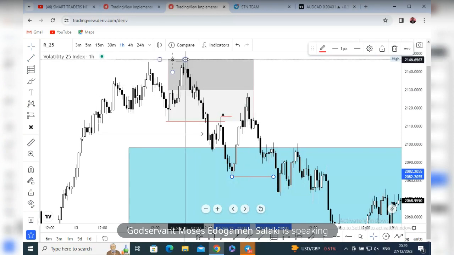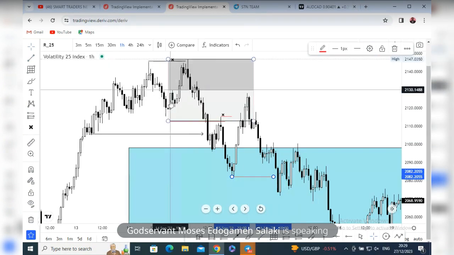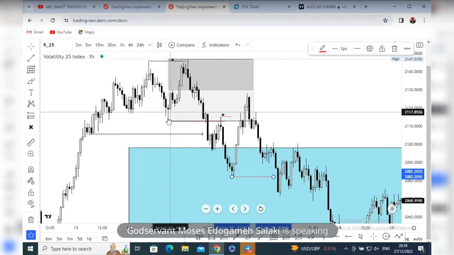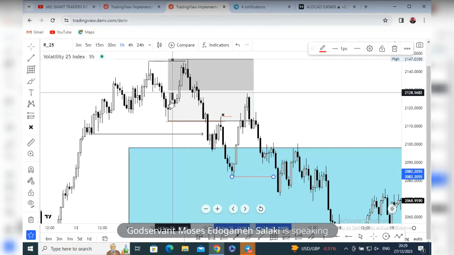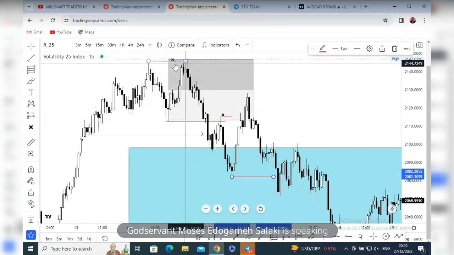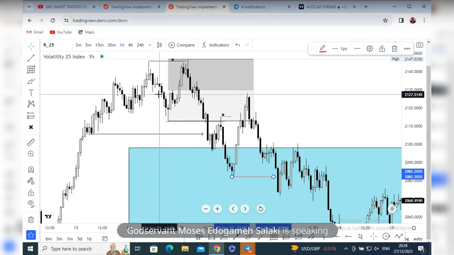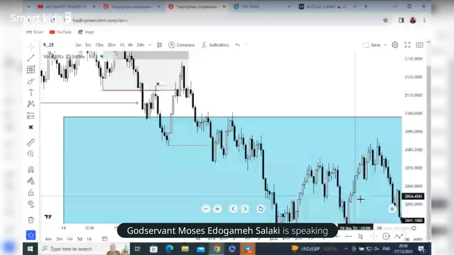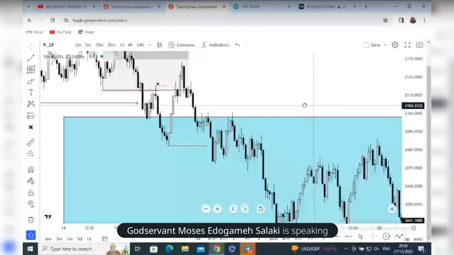Now, for those in the mentorship team, they know how we refine this, okay? Because I'm already seeing the entry. There's a way we refine this. Once we refine this, you get in on this spot. Then all this sell, you'd have cut all of this sell. So let's leave all that, okay?